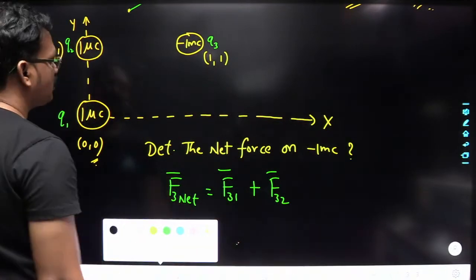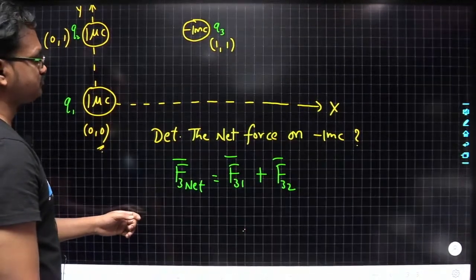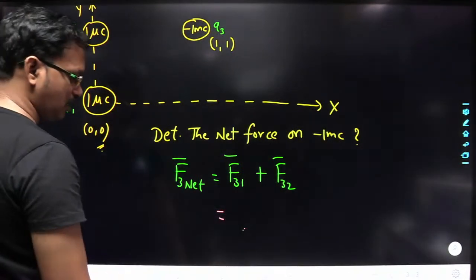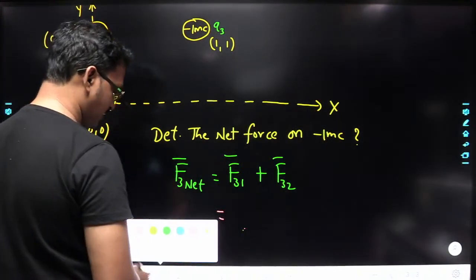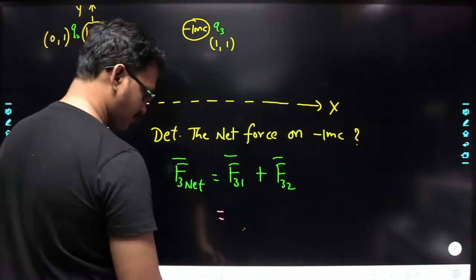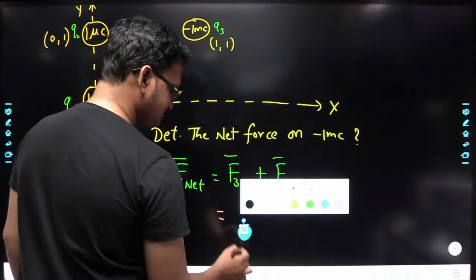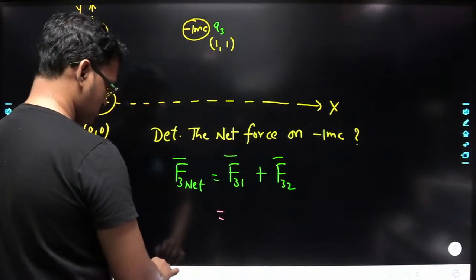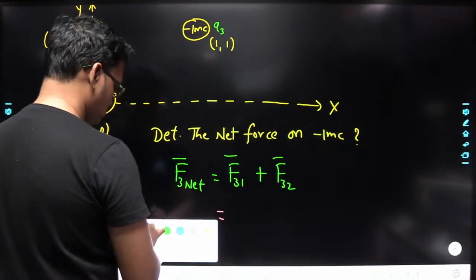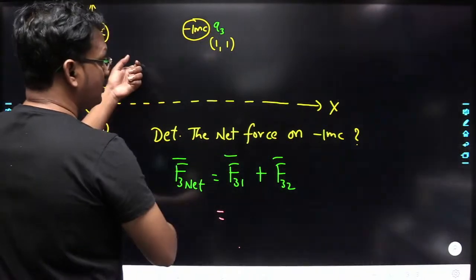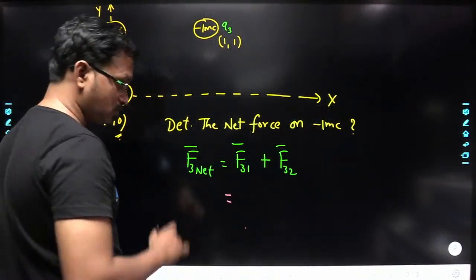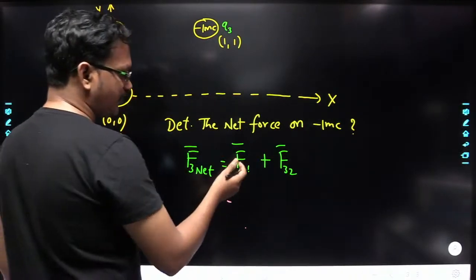See here. Now first we try to determine F3 1 bar. Now first write down the magnitude here. Okay, so you have to write what I have told here. First write down the magnitude and then write down the direction. Yes or no? Okay. So first write down the magnitude here.